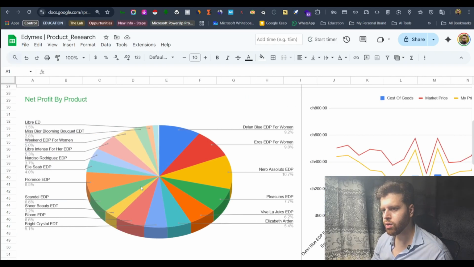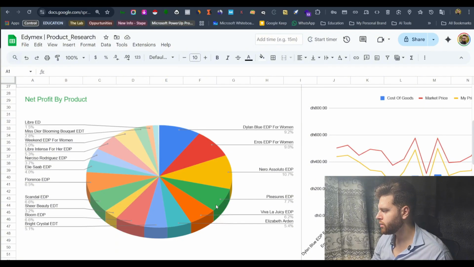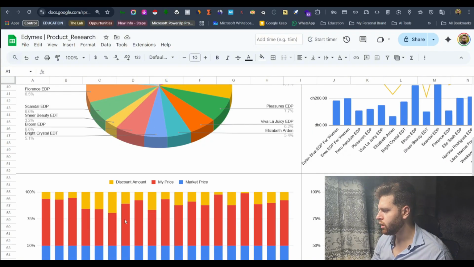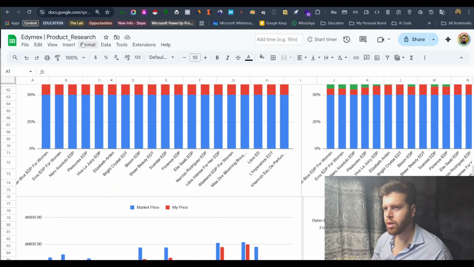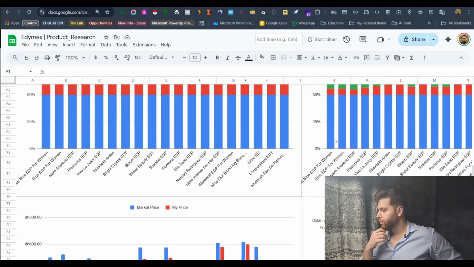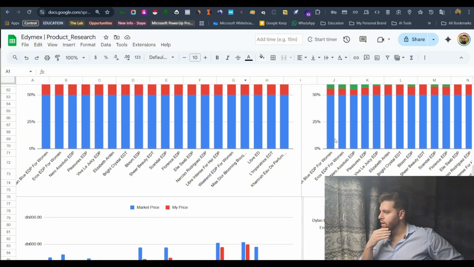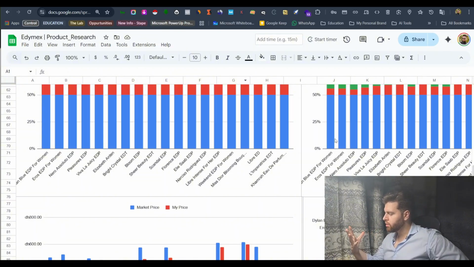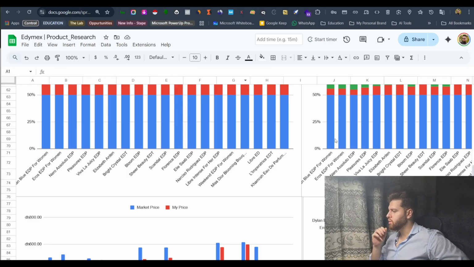You have also net profit by product, discount amount, my price, and market price, and a lot of interesting things that you need to consider and read in this data in order to have a complete product validation for your next $1 million product.